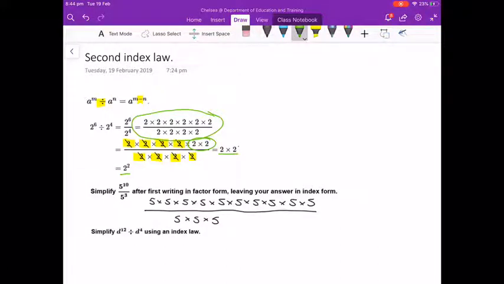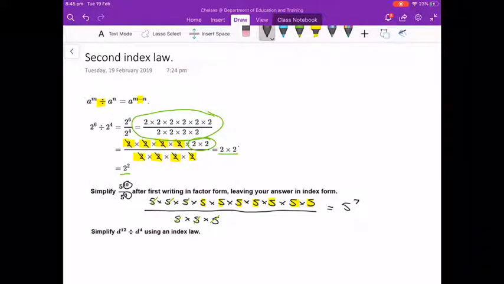We're then going to need to cancel our pairs. Our first pair, our second pair and our third pair. So we are actually left with 5s. Then I need to count them to come up with our index. 1, 2, 3, 4, 5, 6, 7. So the answer is 5 to the power of 7. If you'd like to do that without expanding, all you would need to do is simply subtract the indices.